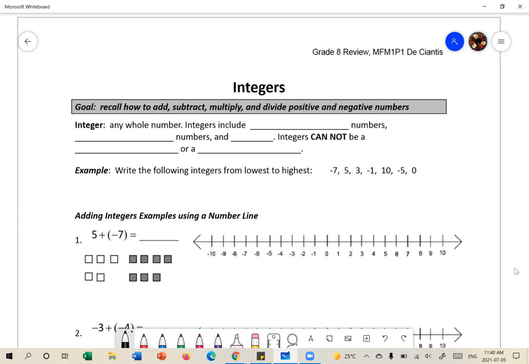This lesson is a continuation of grade 8 review, specifically on integers. What is an integer? An integer is any whole number. Integers include positive numbers, negative numbers, as well as 0. They cannot be decimals or a fraction.